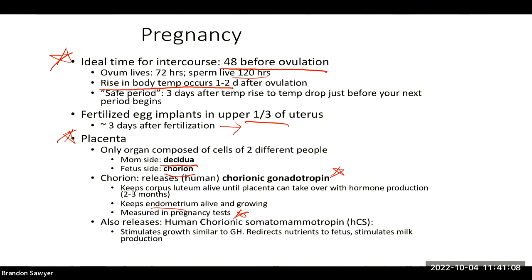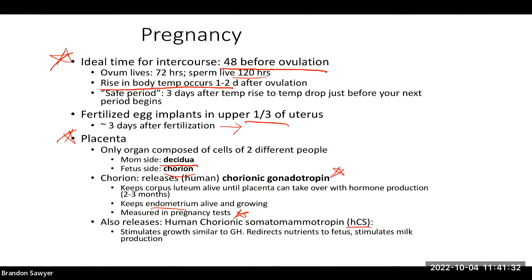It also releases HCS, which is human chorionic somatomammotropin, which stimulates growth similar to growth hormone. This helps to redirect nutrients to the fetus, as well as stimulating the start of milk production in the female.